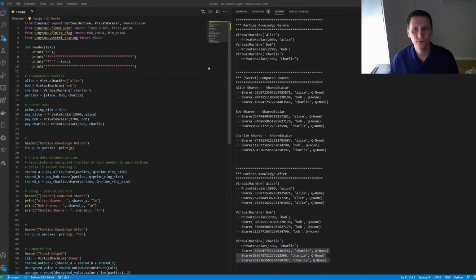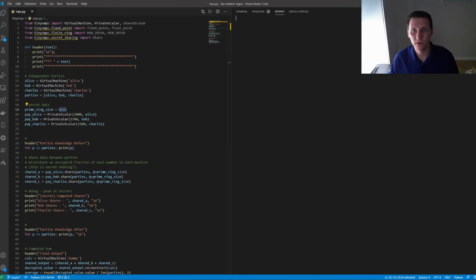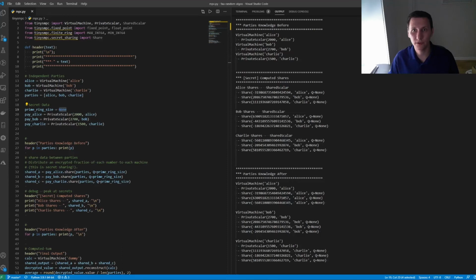Now I want to show you one more thing where I'm going to remove the previous ring size, and I'm going to use the default non-specified value. So the numbers are going to be the maximum int values. And if you see, I'm going to run the program, clear output, execute the program, and right here you can see what the shares would normally look like.